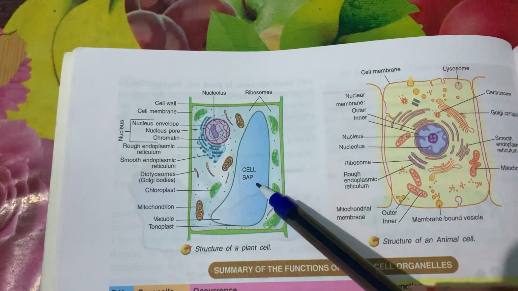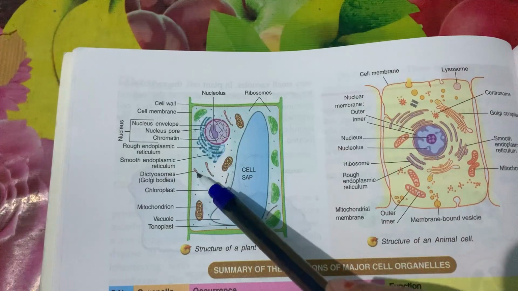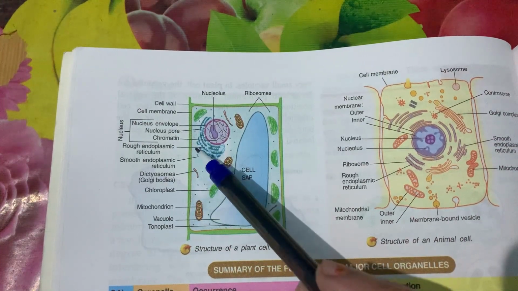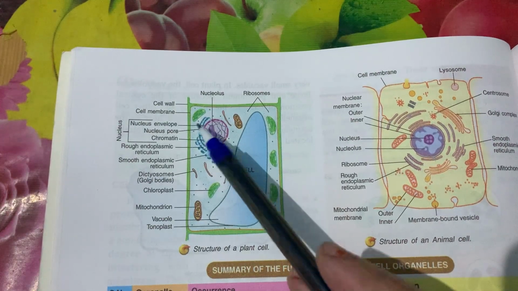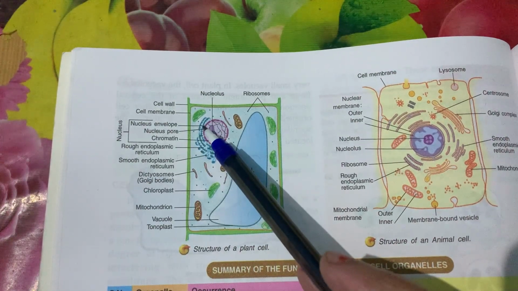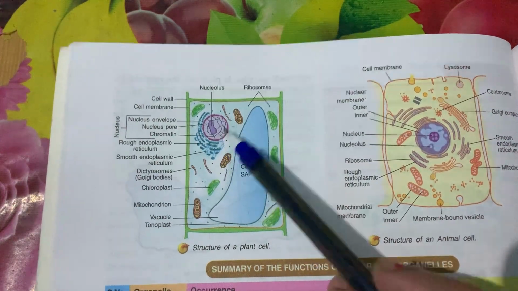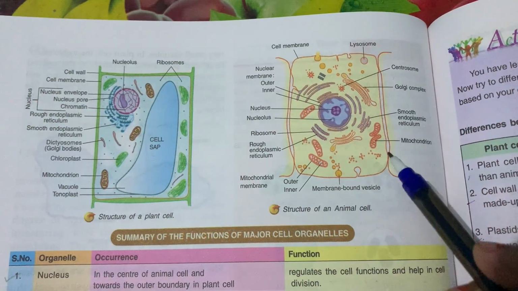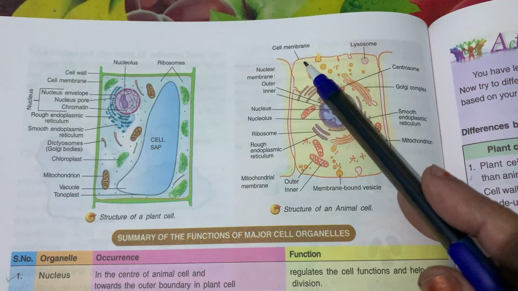The fluid filled here is cell sap. This is the mitochondria. These are the chloroplasts. These are Golgi bodies, dictyosomes. These are smooth endoplasmic reticulum, and this is rough endoplasmic reticulum. This is the larger part, the nucleus, with the nuclear envelope or nuclear membrane, and nuclear pores present there. The thread-like structure is the chromatin. Now here in the animal cell, the cell wall is absent and only the cell membrane is present. They have lysosomes.